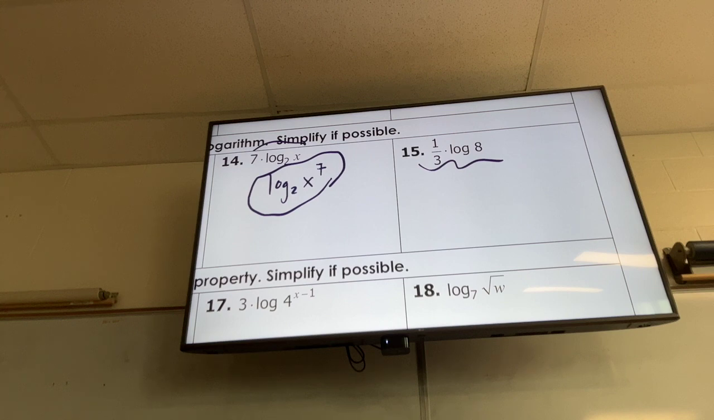Not all at once. Log a to the 1/3, to the 1/3. What's a to the 1/3? Two. Wow. Okay, and then it says simplify as possible.